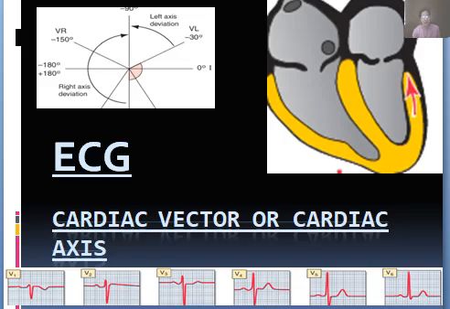Good morning. What is cardiac vector and what is cardiac axis? The cardiac axis at a given moment can be calculated from any two classical limb leads. How? See.